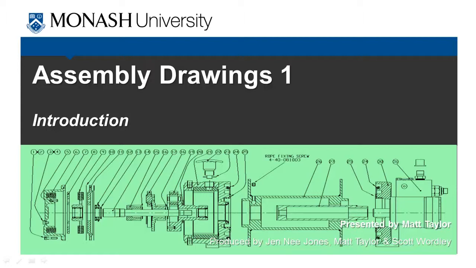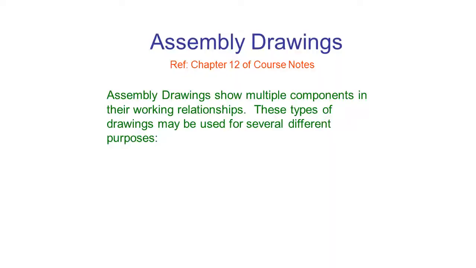In this next set of videos we are going to be taking a look at assembly drawings, and in this first video we're going to be looking at what assembly drawings are and why we produce them. Assembly drawings are a bit different to detailed drawings, and the main purpose of an assembly drawing is to show how multiple components assemble in their working relationships. There are several different ways these drawings can be used to achieve different purposes, and we're going to go through some of these purposes now.